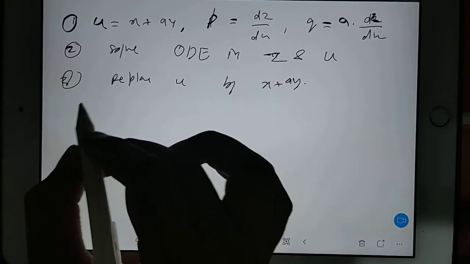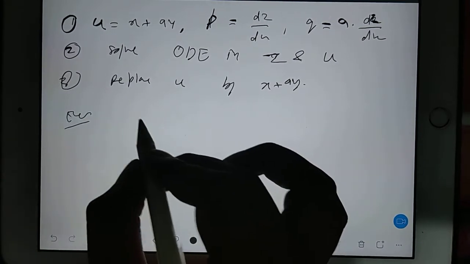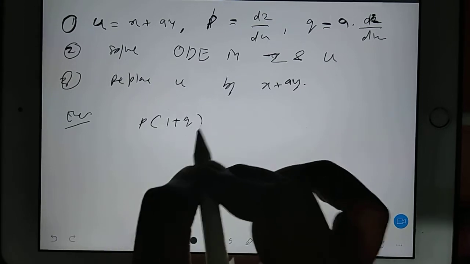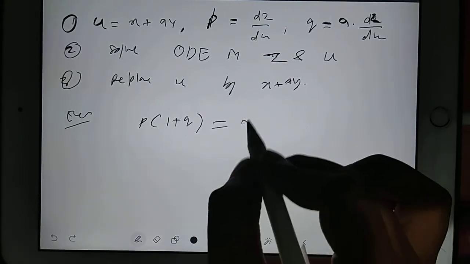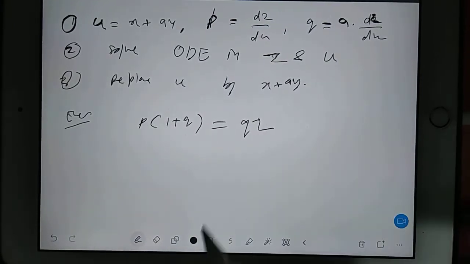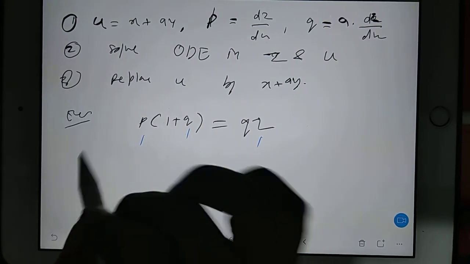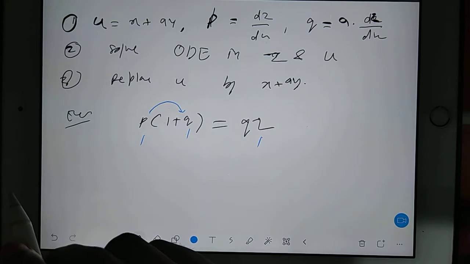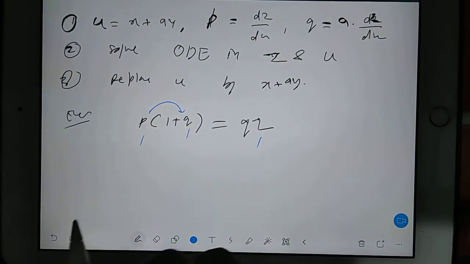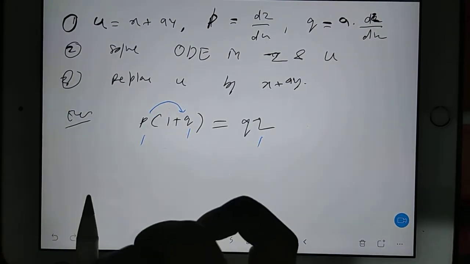Okay, we'll take one example. p bracket 1 plus q is equal to qz. So you can clearly see here, p is also coming, q is also coming, z is also coming. At the same time, they are in multiplication also. So they are non-linear also. So it is the second form.